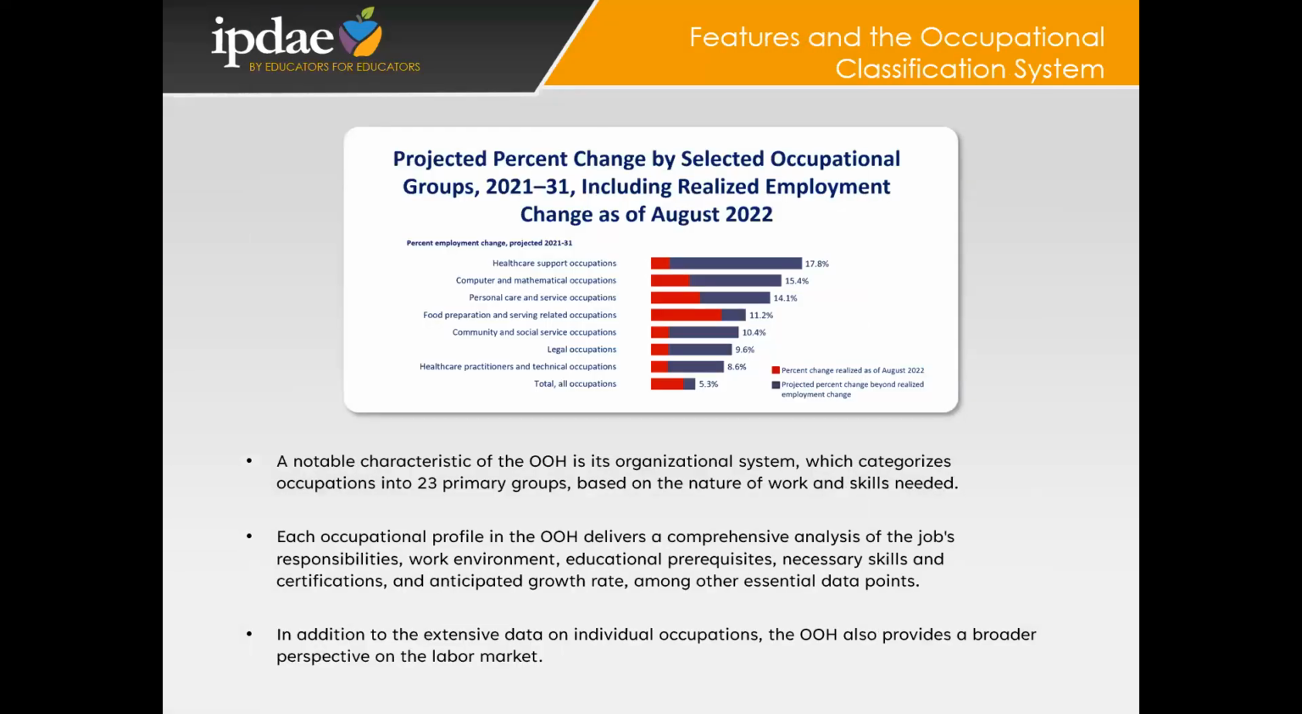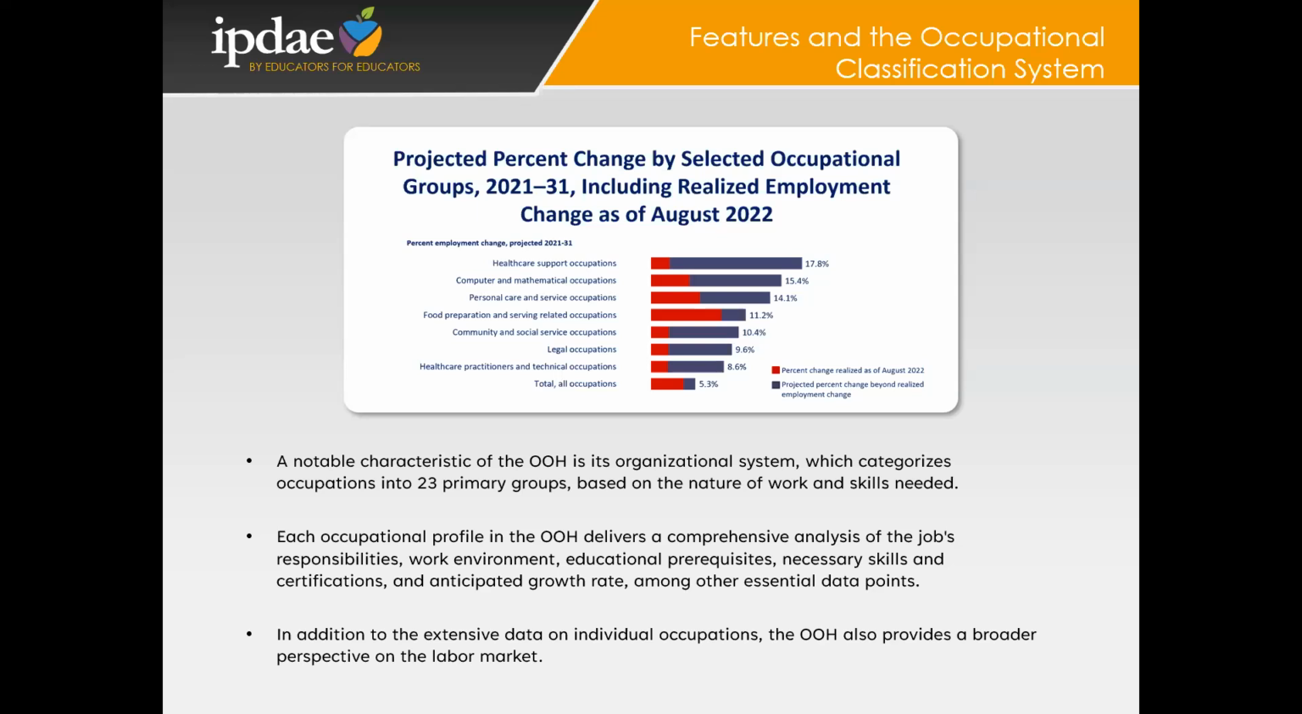A notable characteristic of the Occupational Outlook Handbook is its organizational system, which categorizes occupations into 23 primary groups, which are based on the nature of work and skills needed. This arrangement enables users to conveniently navigate the wealth of information available and locate the specific occupation that they are interested in.